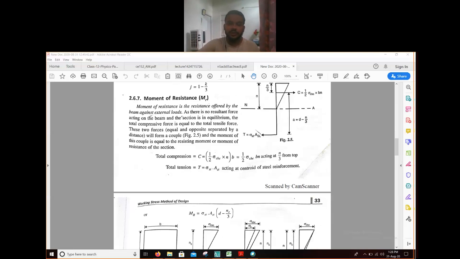So this moment of resistance, you can see the definition. It is the resistance offered by the beam against external loads.